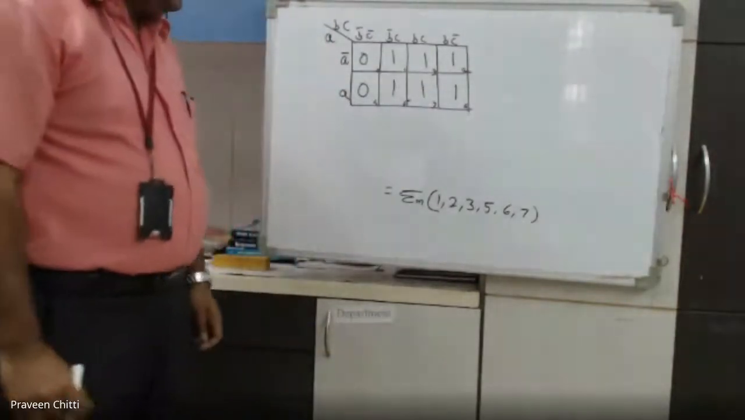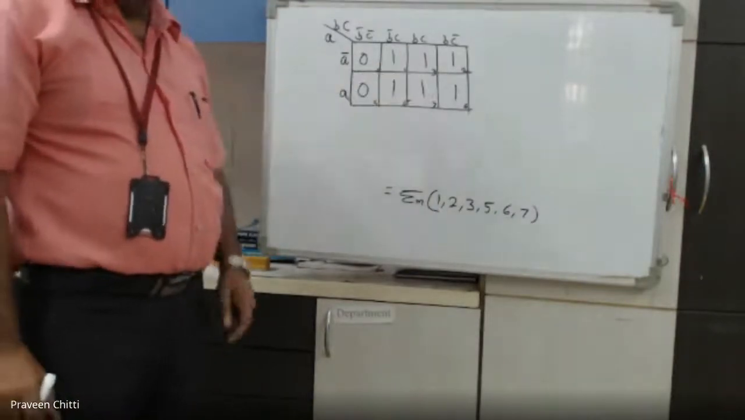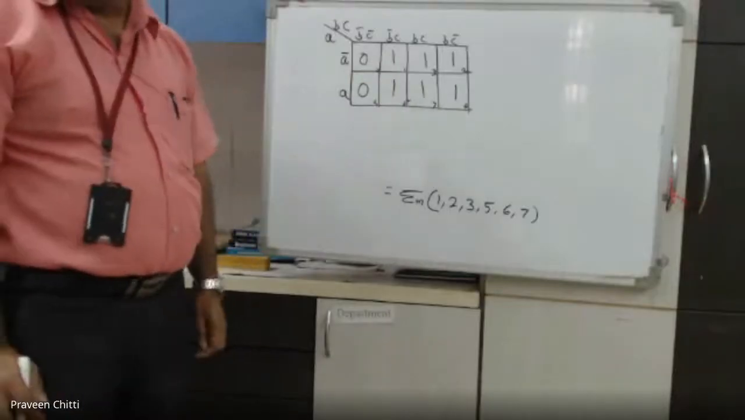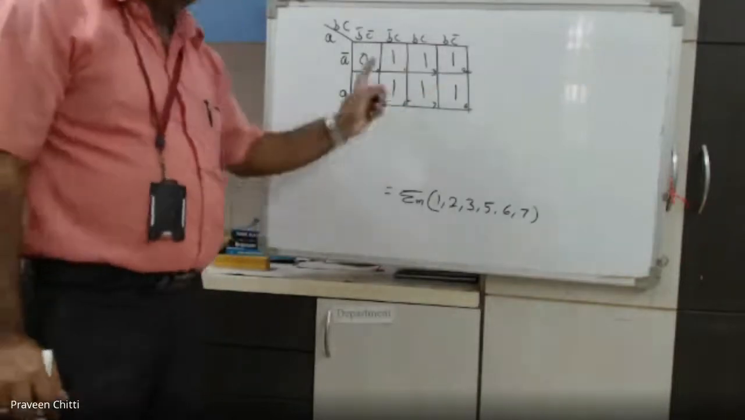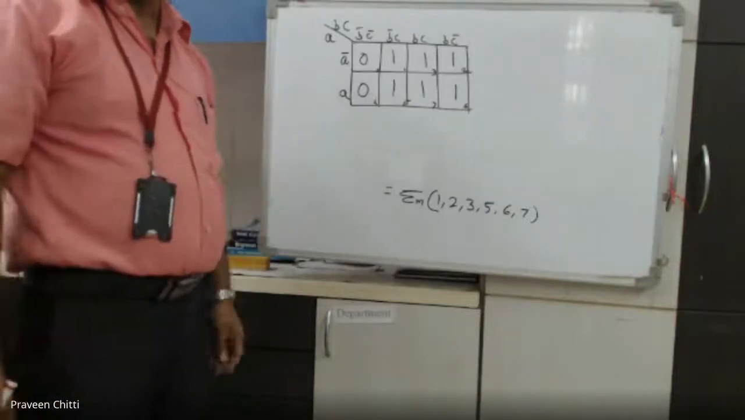Fine. Now we should do the grouping here. These two are 0 and 6 ones are there. We have to do the grouping. How should we do the grouping now? Can I combine all 6 into one group? No, sir, it is not possible. Whenever you form a group, it should be in multiples of powers of 2.